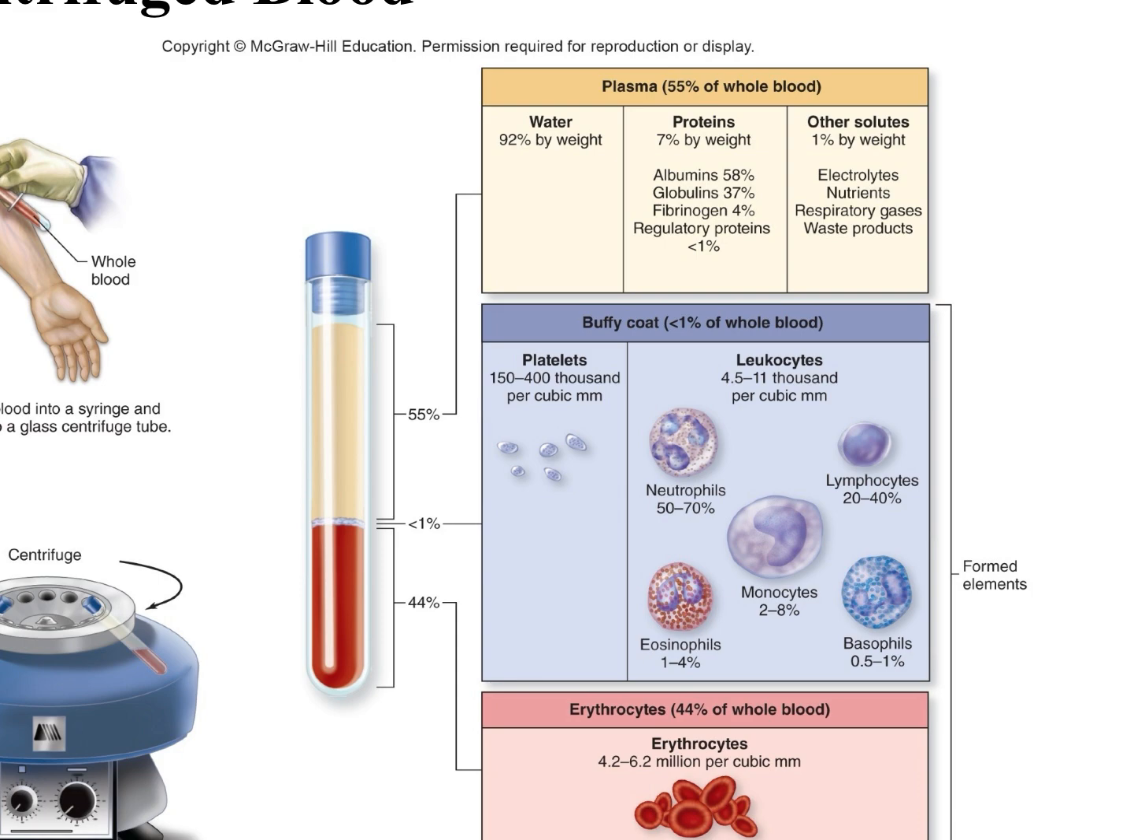And then by far the most amount of formed elements is going to be red blood cells. Questions?